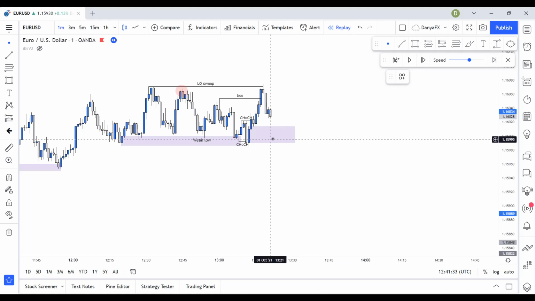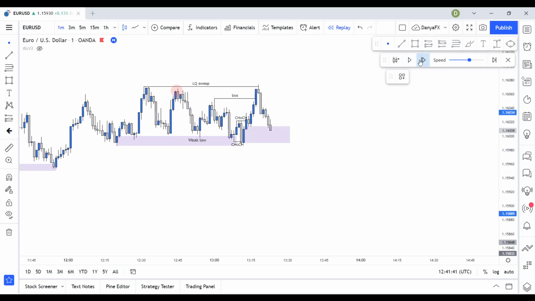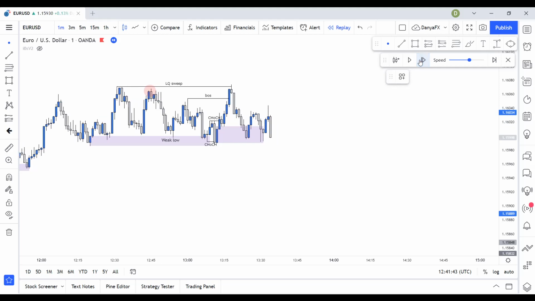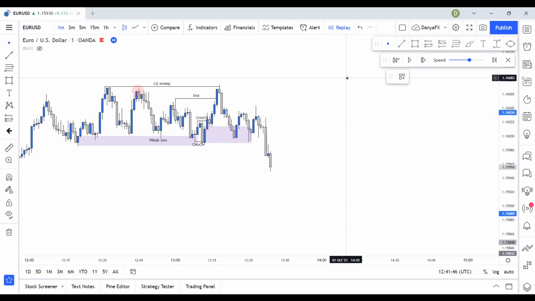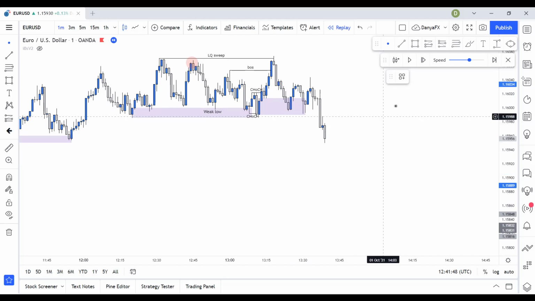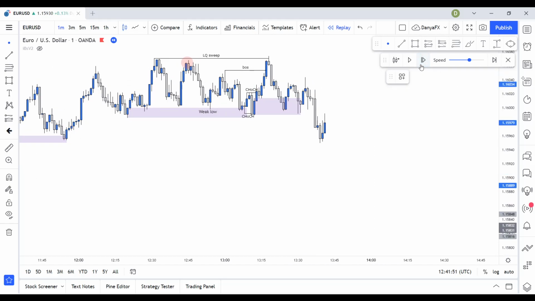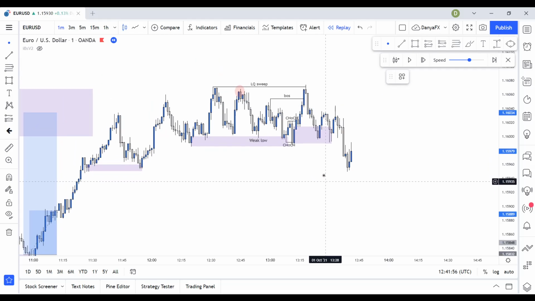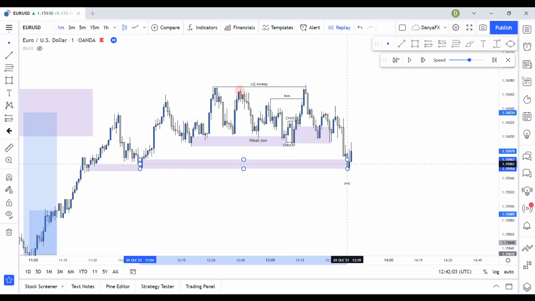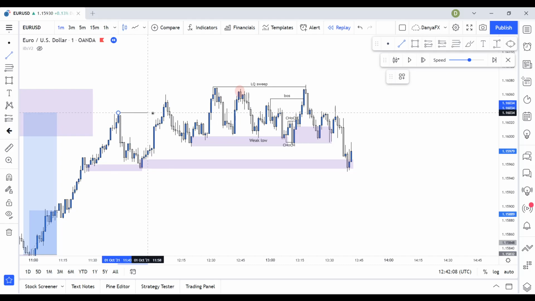So now we want to see this demand get broken, and as you see, it happens so, and now we can see that it has reacted from something. So I usually ask myself, what did it react from? And the answer to that is this demand area right here, which caused the break of this structural point.